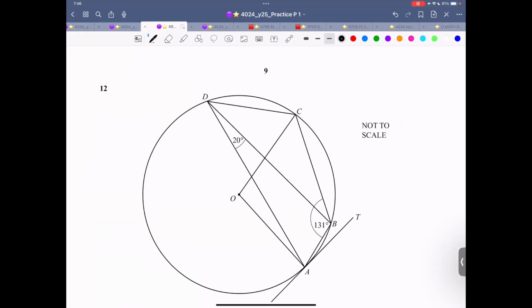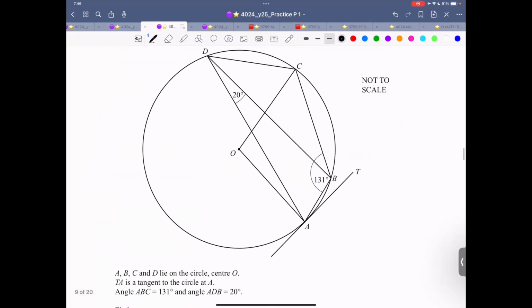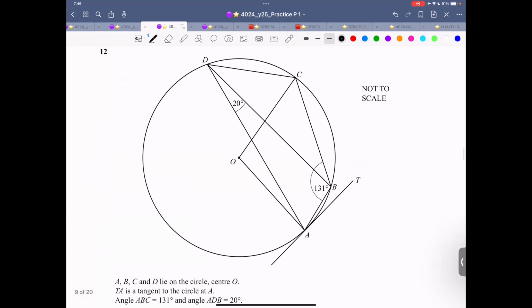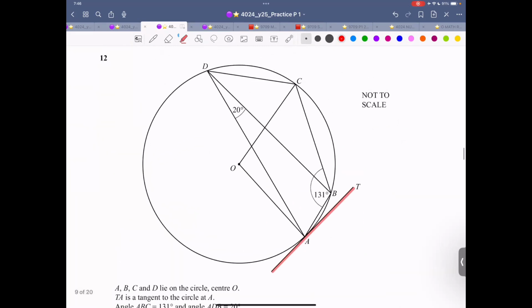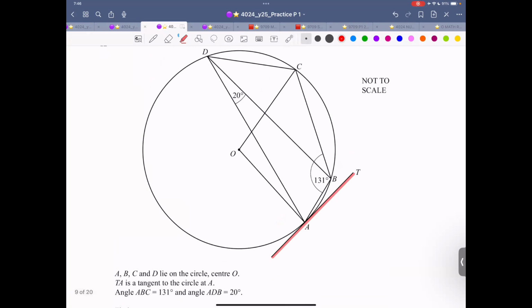Now let's look at question number 12. It says ABCD lie on a circle, center O, TA is a tangent to the circle. So now let me draw some colored lines. TA is a tangent to the circle that goes like this. At A, angle ABC is 131.